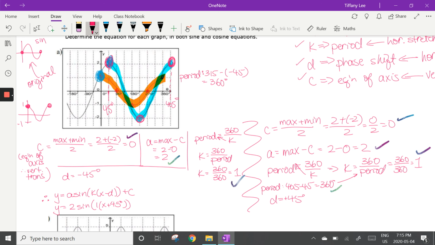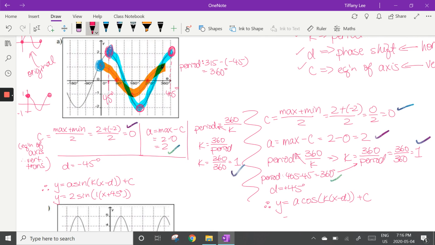Okay, so solved for all of our variables, and therefore we just plug it into our equation. So this is our cosine one, right? So it's going to be y equals A cosine, bracket, k, bracket, x minus d, bracket, plus c. And then we just plug it in. So A is 2, cosine k is 1, x minus 45 degrees plus c, which is 0. So we can just leave it. And that's it.